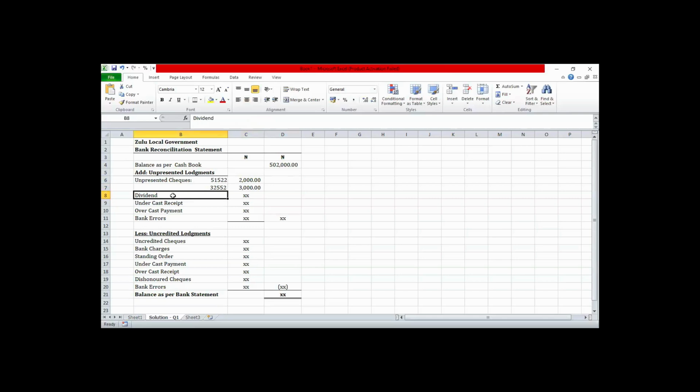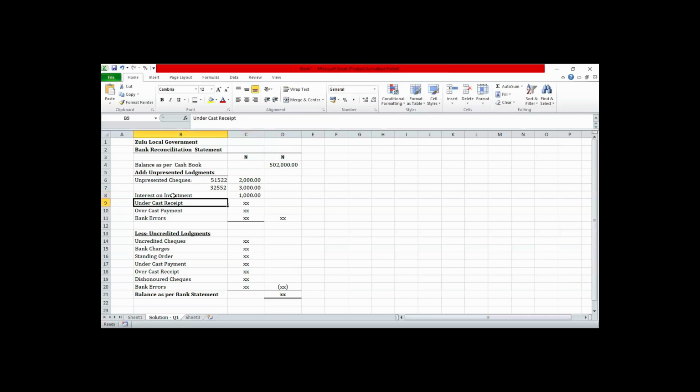Interest on investment of 1,000 naira has not been posted into the cash book. Okay. They did not post it, but are not meant to post it. That is complete omission. Interest on investment. How much is that? 1,000 naira. What else again?